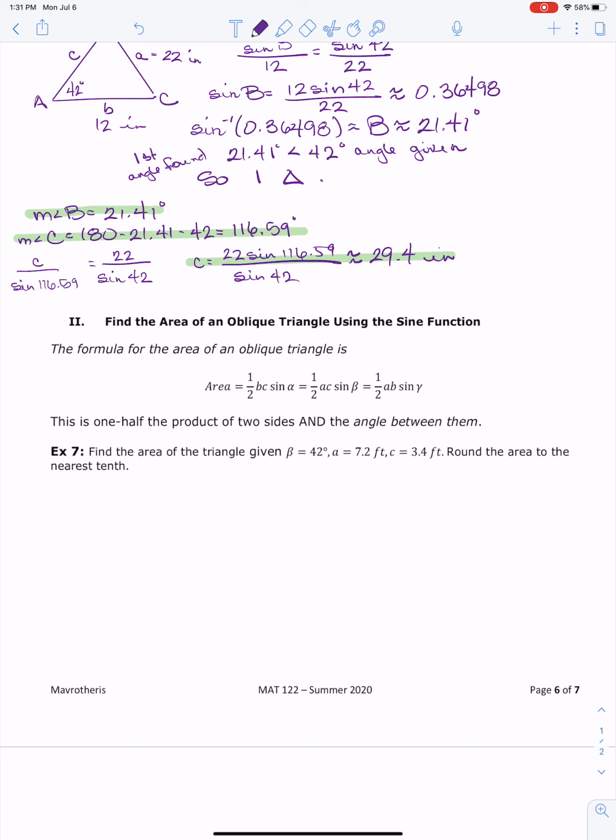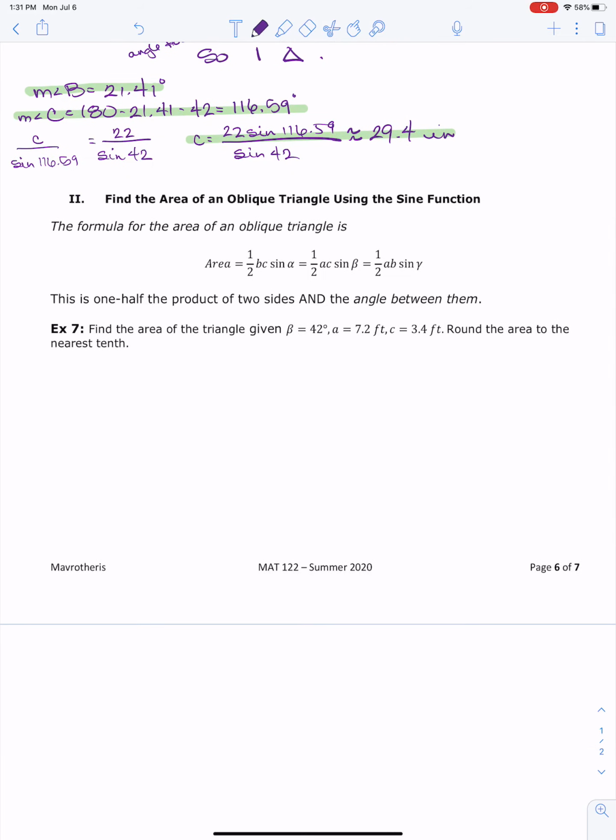Okay, so let's take a look at example 7. Find the area of a triangle given that beta is 42 degrees, side A is 7.2 feet, side C is 3.4 feet. We want to round that area to the nearest tenth. You guys, we can draw this picture again. Notice something though in the formula. We've got one A or alpha, one B or beta, one C or gamma. So here in our problem statement, I've got A and C. The angle between them is going to be beta.